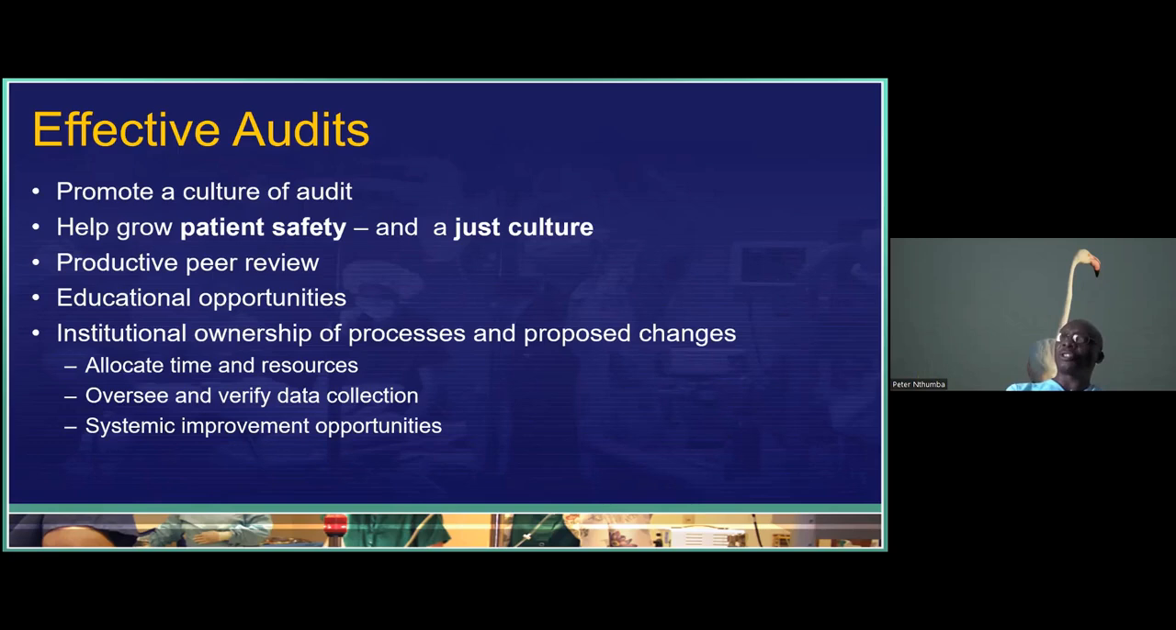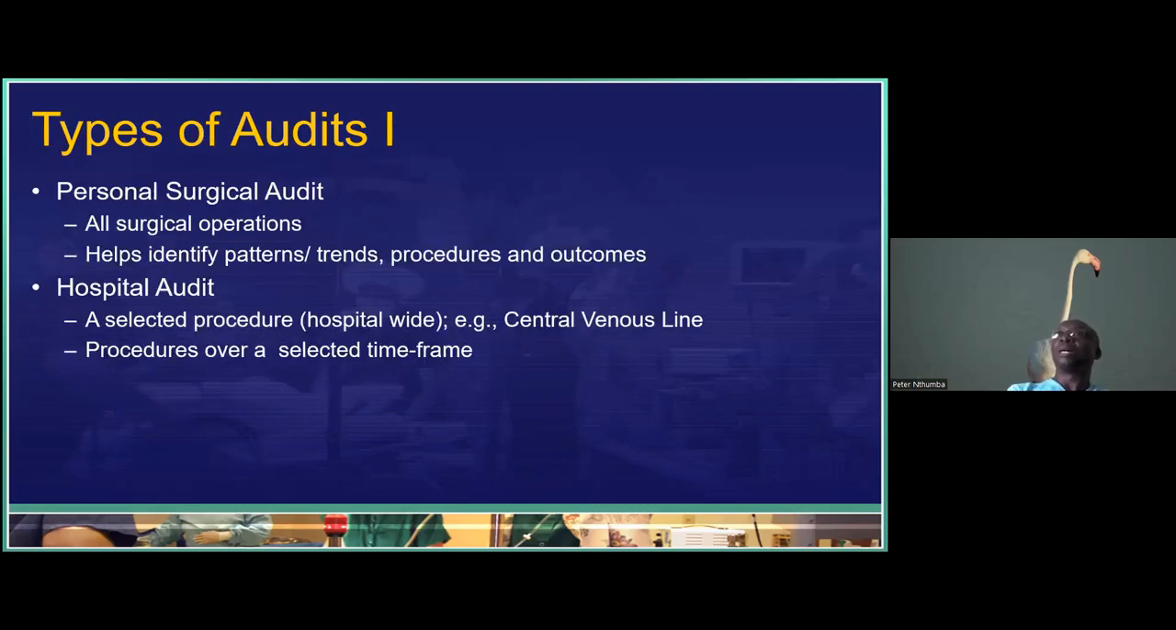Then institutional ownership of the process and proposed changes is important, because then the institution allocates time and resources for specific processes and changes. The institution is able to set up resources to oversee and verify the process of data collection, and also oversee systemic improvement opportunities.